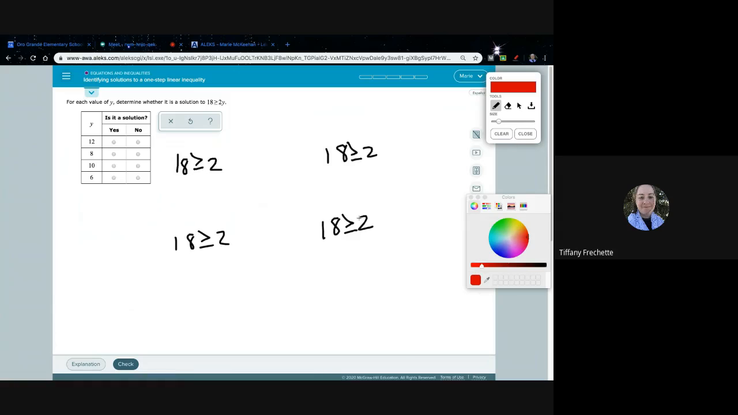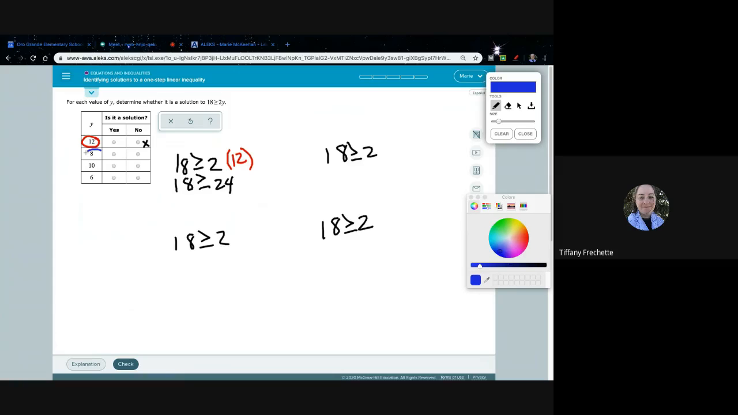So this one's a little bit trickier. We have to go through and test it a little bit more. We have to test each one. So I'm going to plug in 12 for my first one. So it's 2 times 12. So I get 18 is greater than or equal to 2 times 12, which is 24. Well, that's not true. 18 is not greater than 24. So we're going to check no.